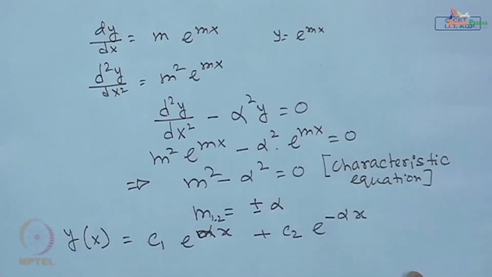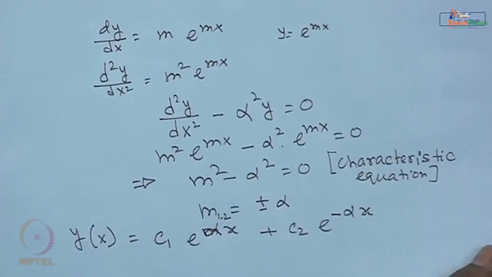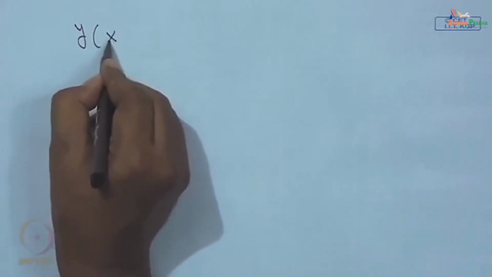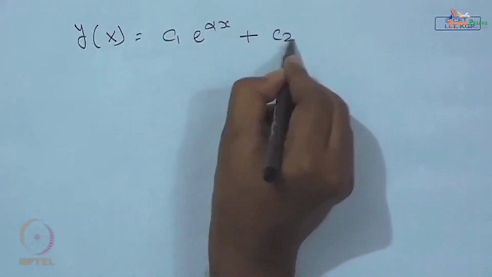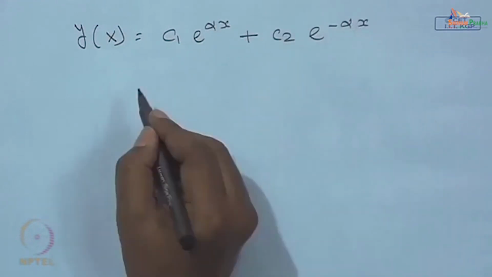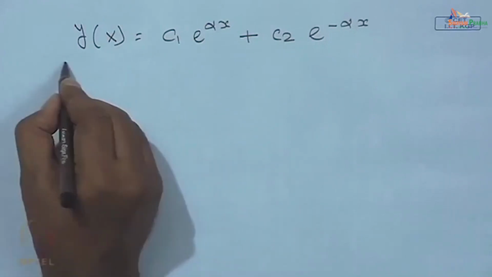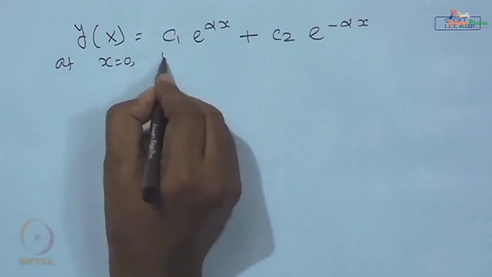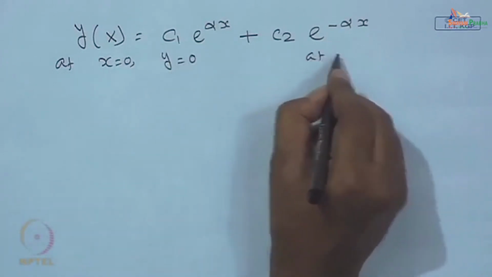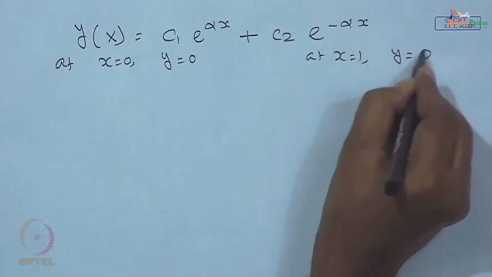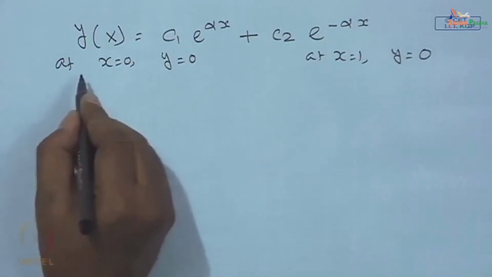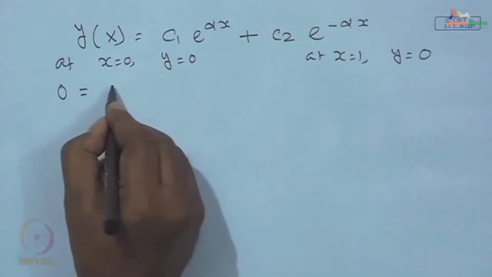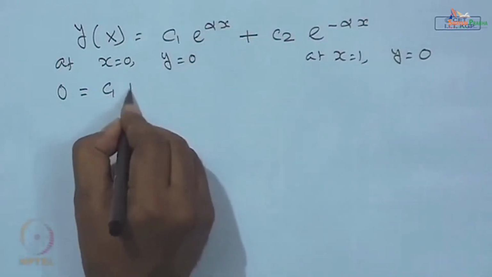Now, with this solution we put the boundary conditions. Let us write the form of the solution as C1 e to the power alpha x plus C2 e to the power minus alpha x. Next, we write down the boundary conditions: at x equal to 0, y is equal to 0, and at x equal to 1, y is equal to 0, the homogeneous boundary conditions. Now, if you utilize the first boundary condition, let us see what we get. We will be getting 0 is equal to C1 e to the power 0, which is 1, plus C2.